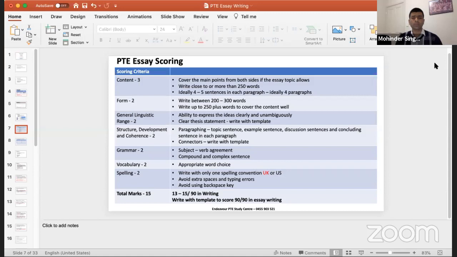Then we have grammar, 2 marks for grammar, mainly subject verb agreement and run-on sentences. So if you have defective sentence structure, that means you're going to lose those grammar marks. One mistake, you will lose 1 mark. For 2 mistakes, you will lose 2 marks.